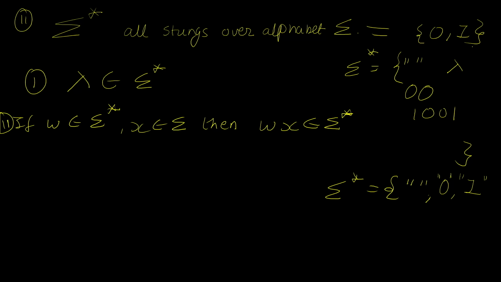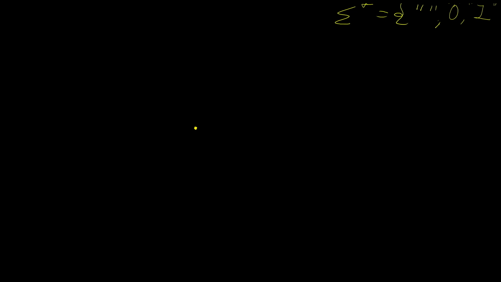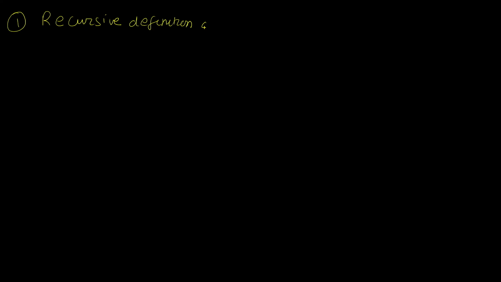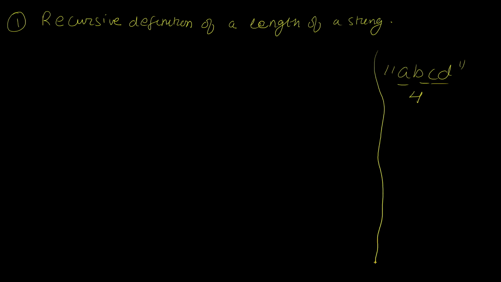Now let's look at a few common recursive structures to prepare ourselves for our next lecture. So I want to look at this case: recursive definition for length of a string. For example, if I have a string called ABCD, its length is 4 because it has 4 characters. So what is the recursive idea here? I'll start by saying that the length of an empty string is 0. We'll just call this lambda. Length of lambda will just be equal to 0.